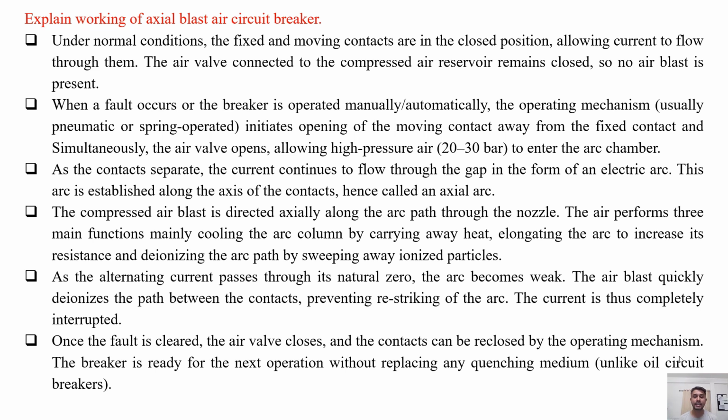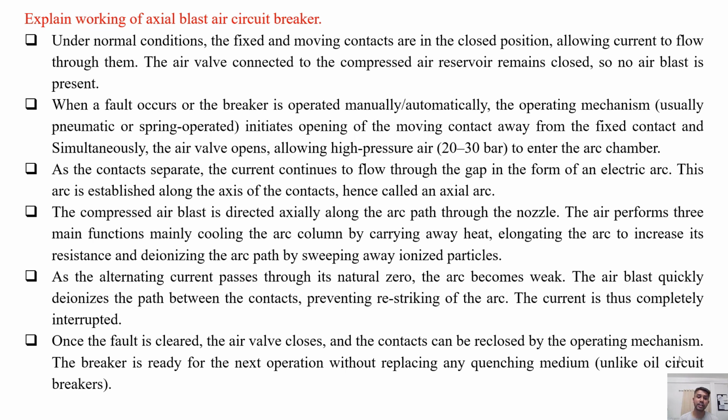As the contacts separate, the current continues to flow through the gap in the form of an electrical arc. This arc is established along the axis of the contact, hence it is called the axial arc. The compressed air blast is directed axially along the arc path through the nozzle. The air performs three main functions: cooling the arc column by carrying away the heat, elongating the arc to increase its resistance, and deionizing the arc path by sweeping away the ionized particles.